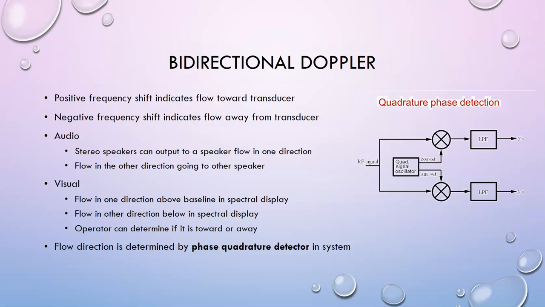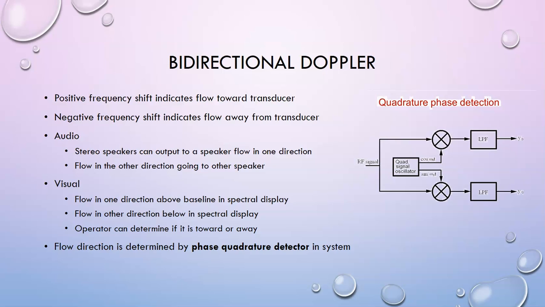The idea that we can have direction in our Doppler shift was created by something called the phase quadrature detector. And so this gives us our bidirectional Doppler. It gives us positive and negative shifts. It tells us that it's either above or below the baseline.